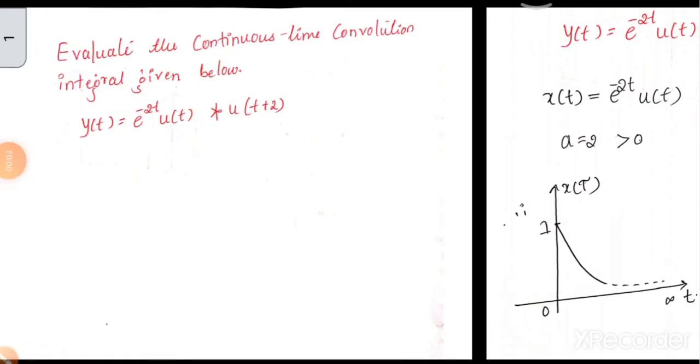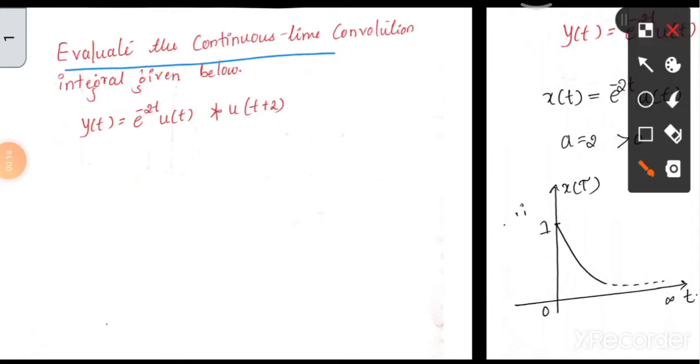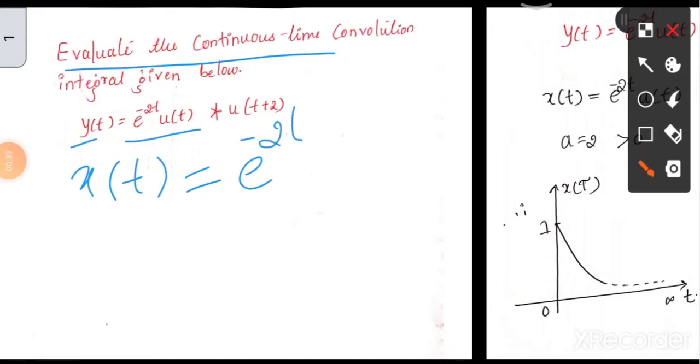Today we are going to discuss the numericals on convolution for continuous signals. Let's start with the first numerical: evaluate the continuous time convolution integral given below. They have given y of t equal to e raised to minus 2t u of t convolution u of t plus 2. So e raised to minus 2t u of t is your x of t. x of t is one signal, that is e raised to minus 2t u of t, and another signal.